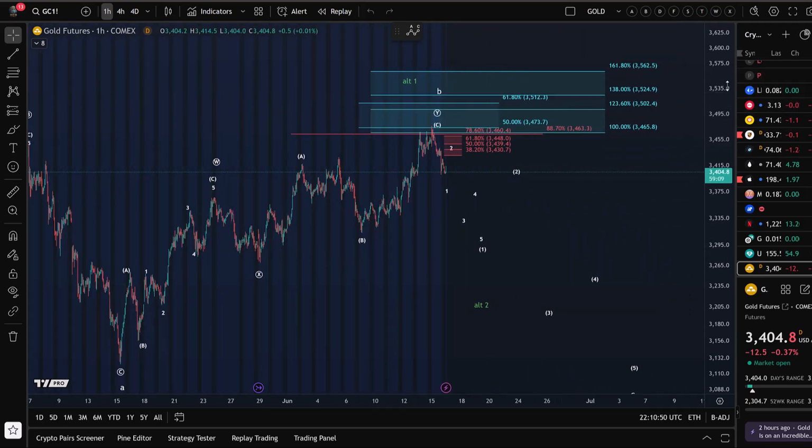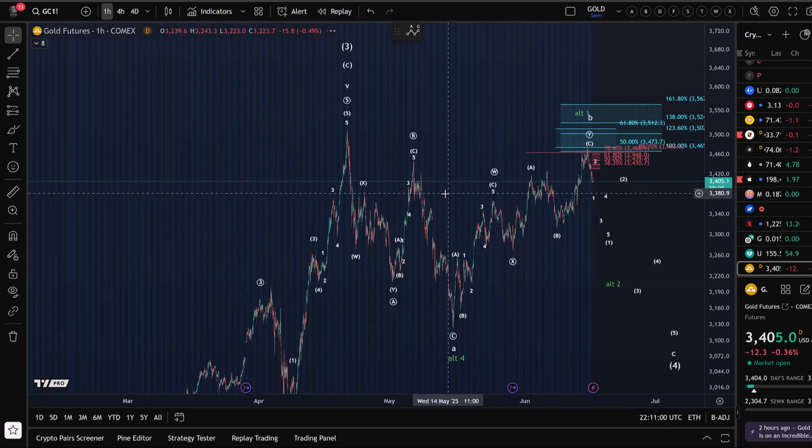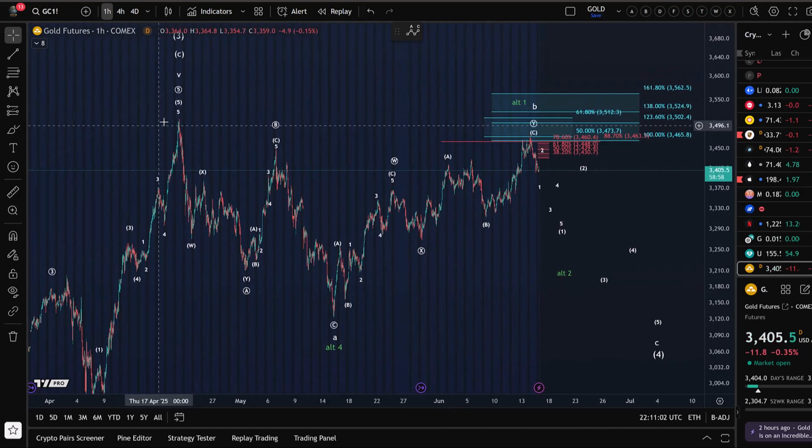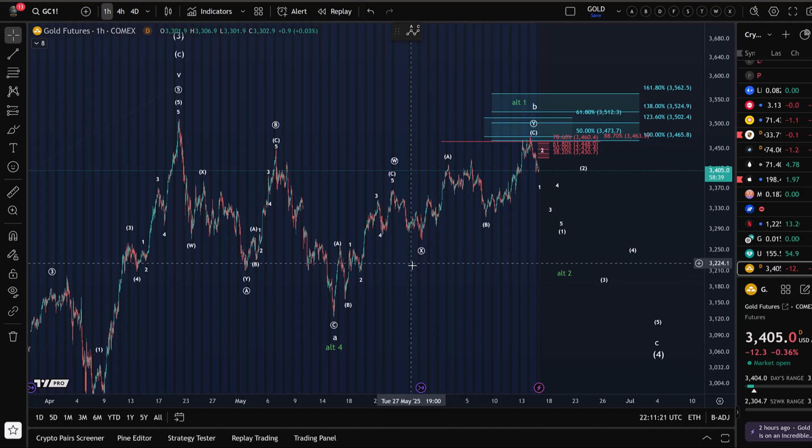Yeah, the gold chart has reacted to this resistance area and we want to take a look at the microstructure here today in this video. Before we do that, let's zoom out a little bit, take a look at the structure from this third wave high that formed on the 22nd of April at around $3,510.